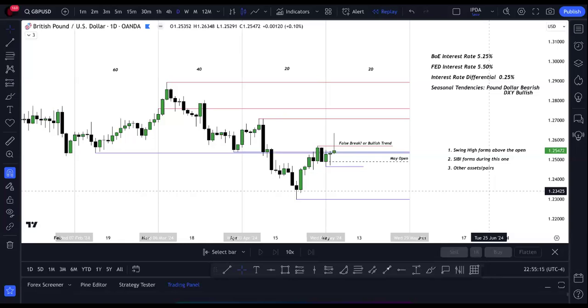I thought the data would prove to us that if the commercials have a larger amount of orders of buyers versus sellers, then the buyer should win and price should go up. Or a large amount of sellers than buyers, then price should go down. But there are many times where price does not go down, even though they have a huge net short position.